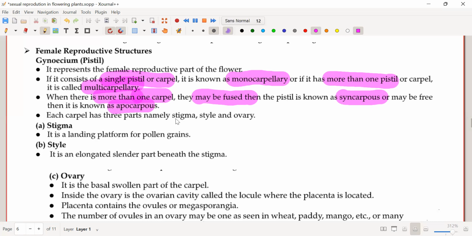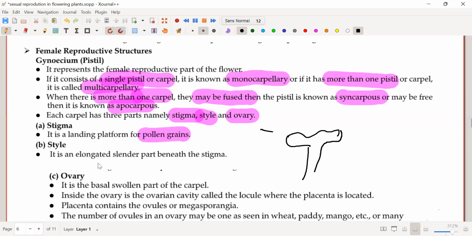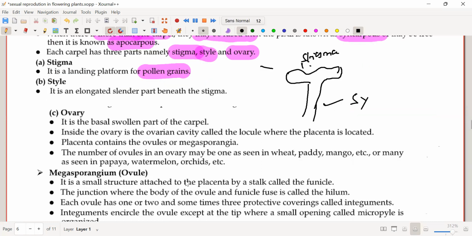Each carpel has three parts, namely stigma, style, and ovary. Stigma is a landing platform for pollen grains. Style is the elongated slender part beneath the stigma.